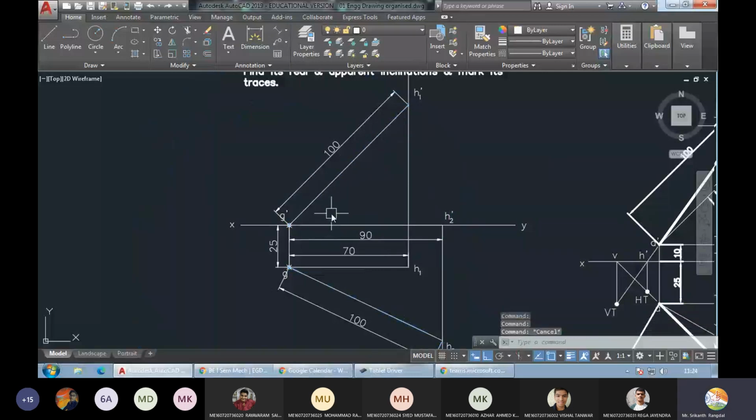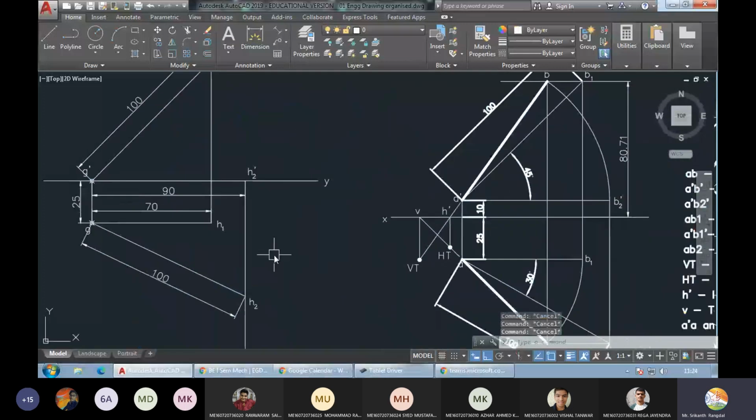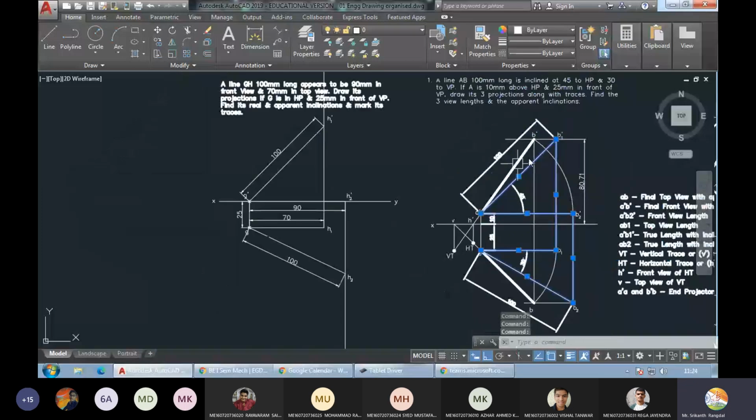So now we got these lines. All these lines we now have: this line, this line, this line, this line. So these many lines we have drawn. Now we need the final front view and the final top view. So what you should do, from B1 we have to draw an arc, and from this point we have to draw a line.